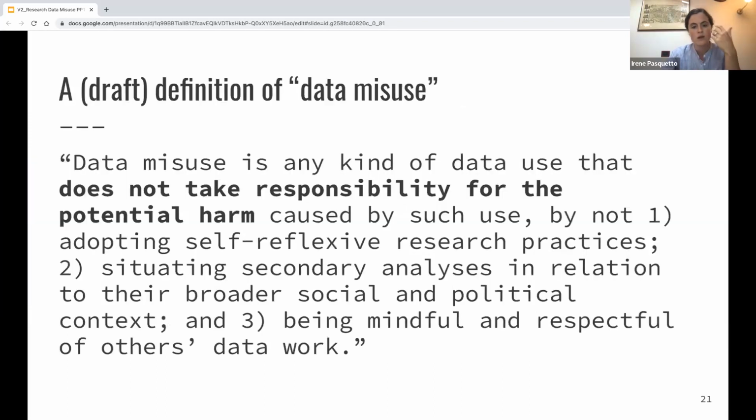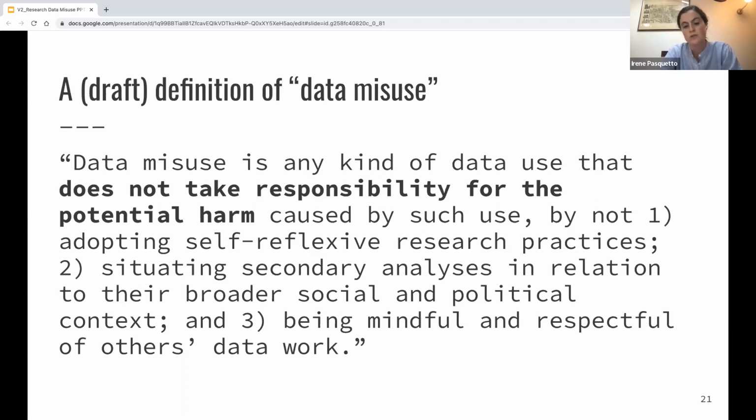So based on all our observations and what is emerging in the literature, we developed this draft definition of misuse. And we propose to think about data misuse as any kind of data use that does not take responsibility for the potential harm caused by such use, by not doing the things that we mentioned earlier, right? By not adopting these self-reflexive research practices, by not situating secondary analysis in their broader social and political context, and by not being mindful and respectful of others' data work.